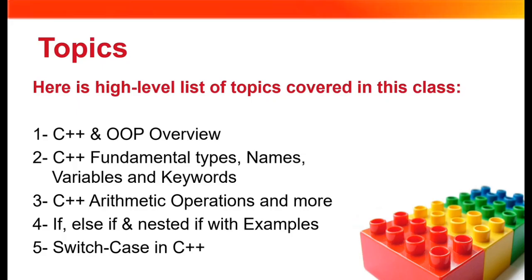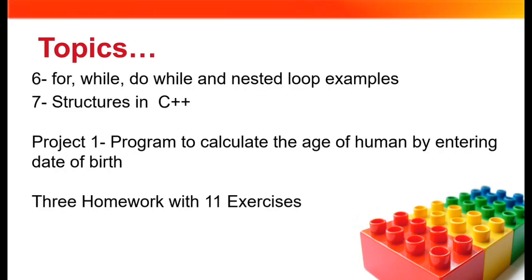If, else if, nested if statements with examples. So how do we make decisions within the flow of that program? Next, we'll look at switch cases in C++. Again, that's related to decision making within the program. And for, while, do while, and nested loops. So how do we loop code within our program? Something that we're going to look at to avoid repetition.